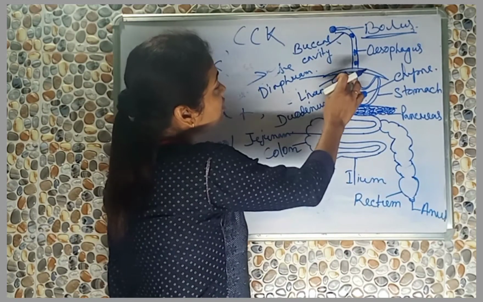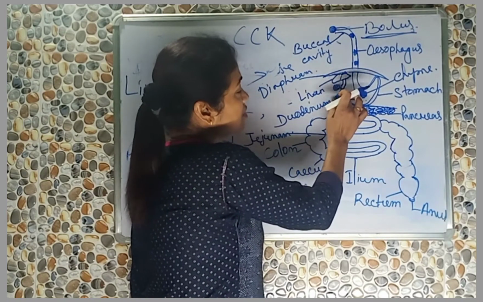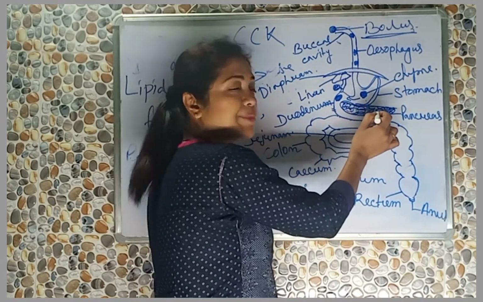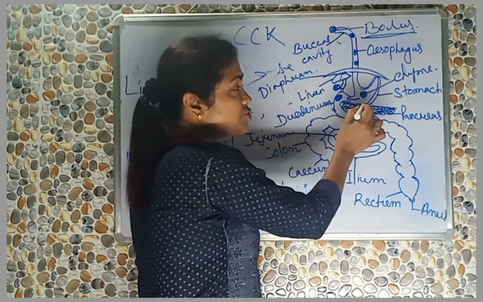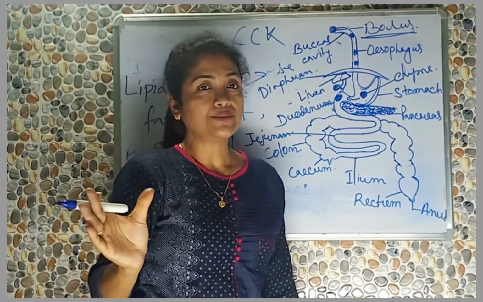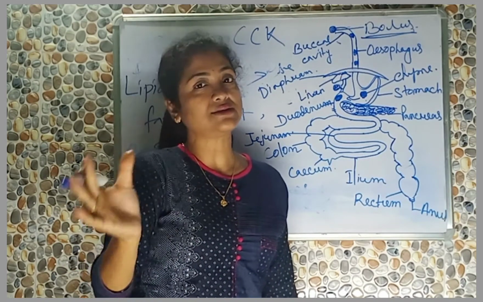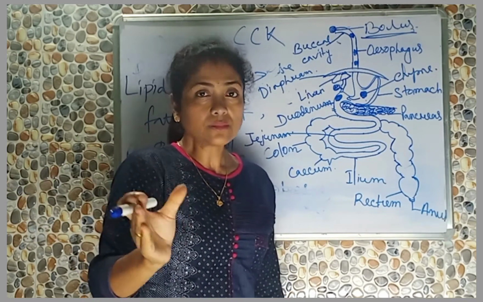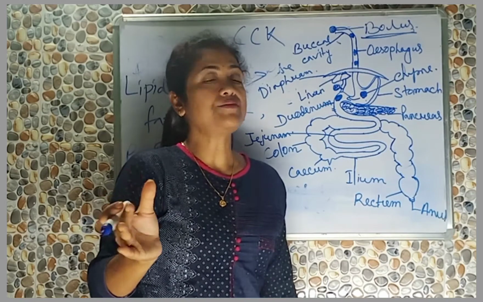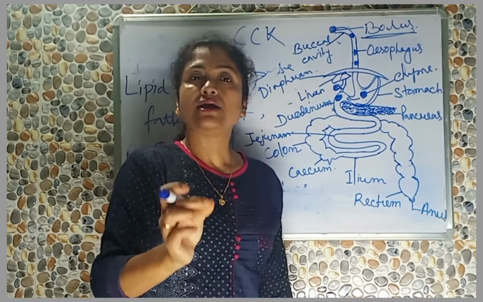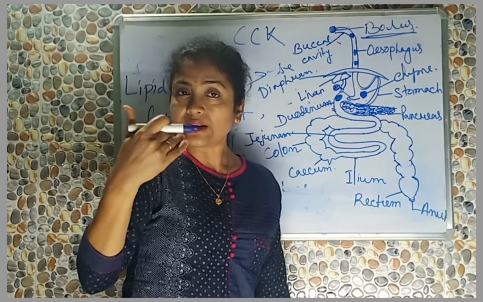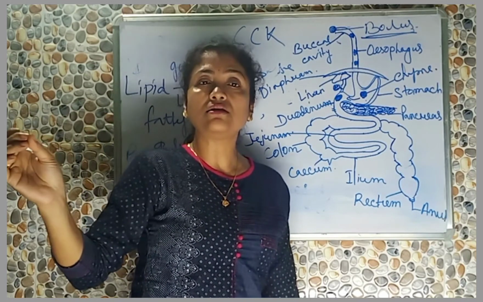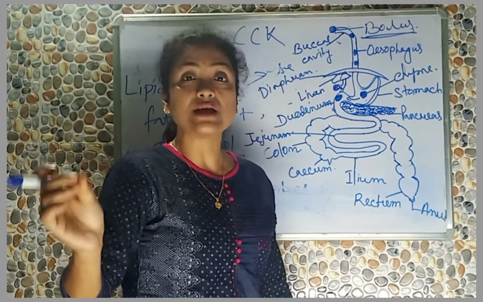So after mixing with the bile, the food mixture now is mixed with the pancreatic juice, which is secreted by the pancreas. So pancreatic juice contains three types of enzymes. Proteolytic enzymes, that means protein digestive enzyme. Lipolytic enzyme, that means lipid digestive enzyme. And amylolytic enzyme, that means carbohydrate digestive enzyme. So proteolytic enzyme is trypsin, which is secreted in its inactive form, trypsinogen.